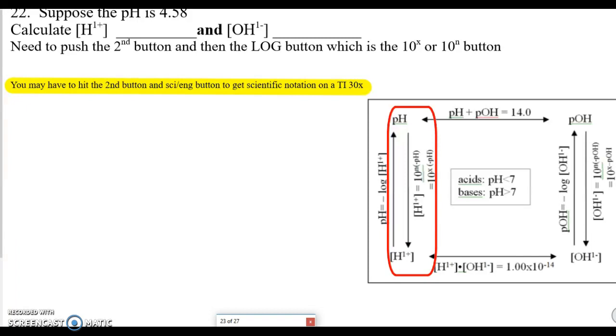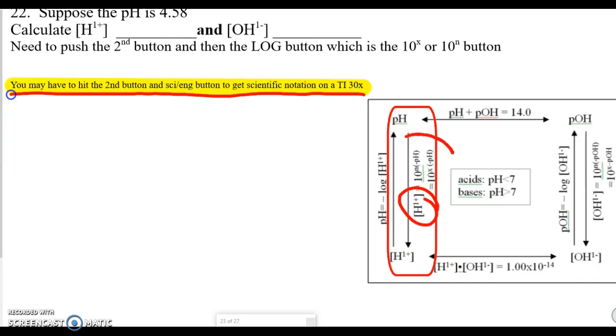Problem 22: suppose your pH is 4.58. Calculate your hydrogen ion concentration and your hydroxide ion concentration. Again, this little note right here that's highlighted, you might have to hit your second button to get things into scientific notation. So in this problem, we want to find our hydrogen ion concentration.